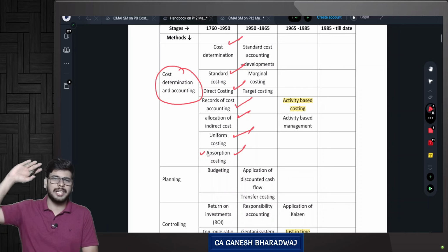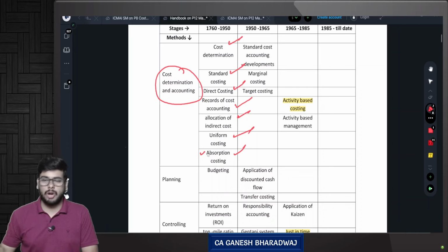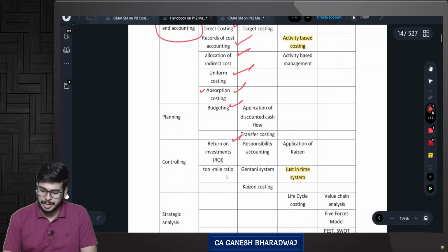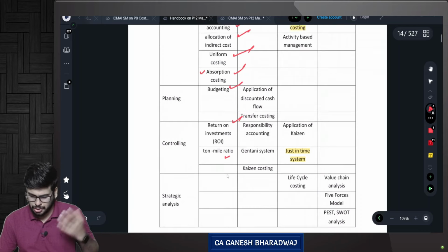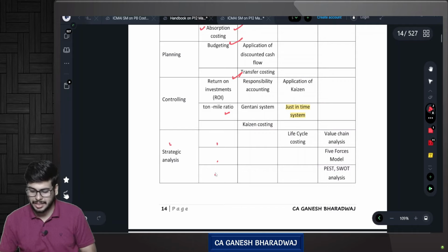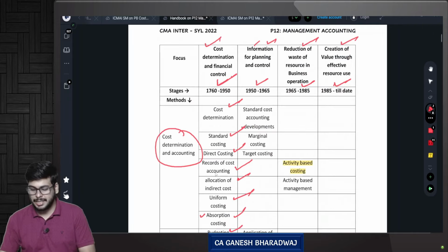Because earlier in stage one, it was about finding out what is the cost of a product. They didn't even enter into management accounting. Of course, the planning tools were budgeting, and controlling tools were return on investment, something called the ton mile ratio and all, which they were just using. Strategic analysis and all were not even done in the first phase, correct? In the second phase, what happened?